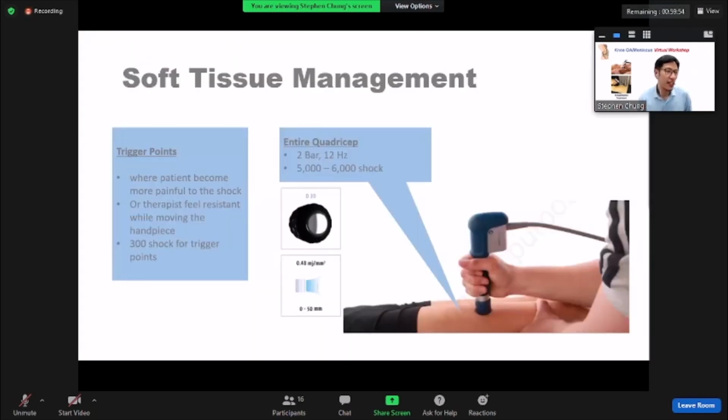Now, a short summary for soft tissue management: entire quads, 2 bars, 12 hertz. Here, I would like to add a few notes on the hertz. At this point of time, there is no evidence I can find on which hertz is best for which indications. There is no correlation at this point of time, but there is a common understanding that higher hertz means higher patient tolerance. This is mainly because of the generating mechanism of the radial pressure shock wave.